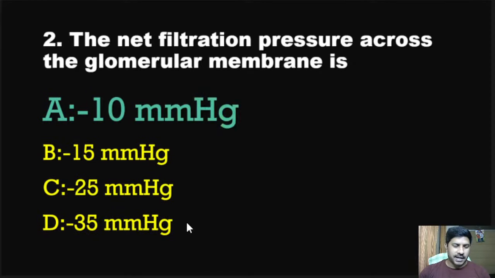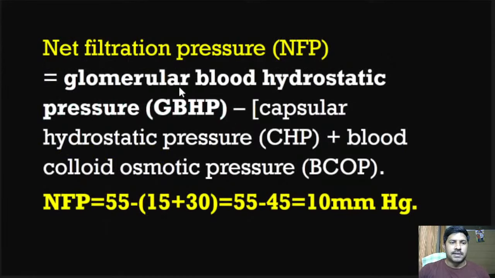Correct answer is option A, that is 10 mm of mercury. Poonam Yadav commented the correct answer. Net filtration pressure means glomerular blood hydrostatic pressure minus capsular hydrostatic pressure plus blood colloid osmotic pressure. I will show you the equation here.